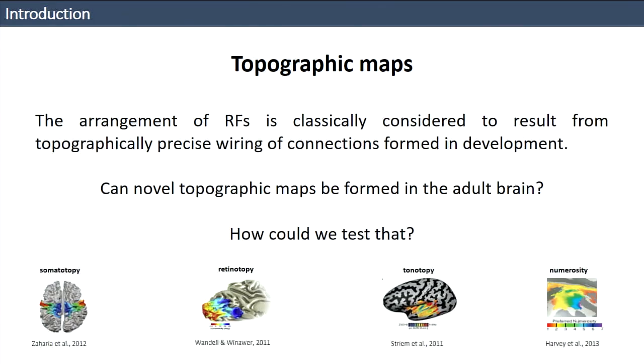Now, topographic maps are formed in early stages of development and are modified by specific sensory input during critical periods. But what we wanted to ask here is how constrained are these topographical maps to development? Could novel topographies emerge even in adulthood? So how could we test that?